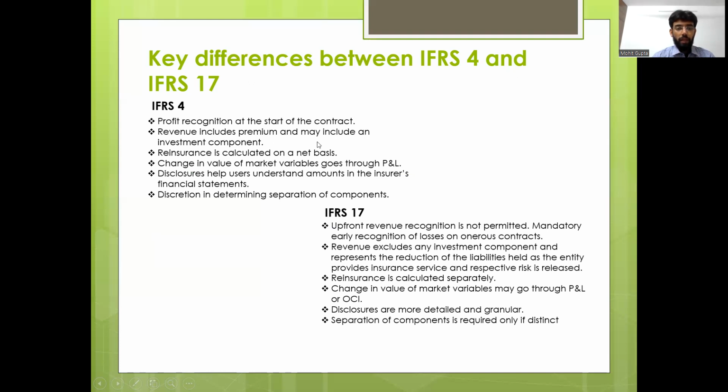Revenue includes premium and may include an investment component. Revenue excludes any investment component and represents the reduction of the liabilities held as the entity provides insurance service and respective risk is released. Reinsurance calculated on a net basis. Reinsurance is calculated separately. Change in value of market variables goes through profit and loss account. Change in value of market variables may go through profit and loss or OCI. So here again, this is in general the points covered. There are further concepts in that, whatever components are in the insurance contract, we will segregate the investment component and the treatment of charging, whether to profit and loss account or to other comprehensive income.